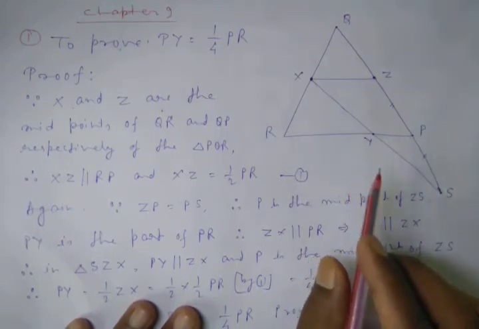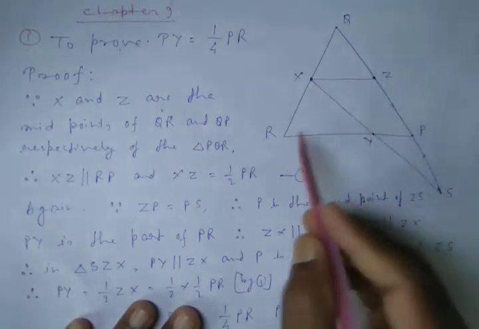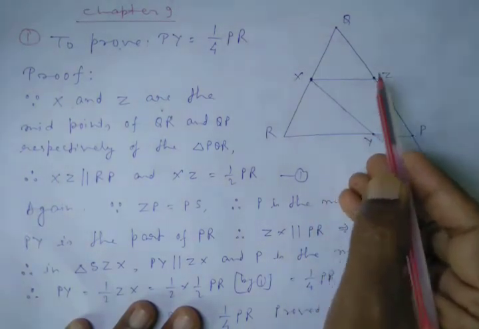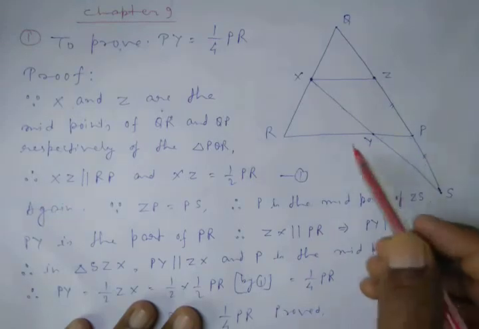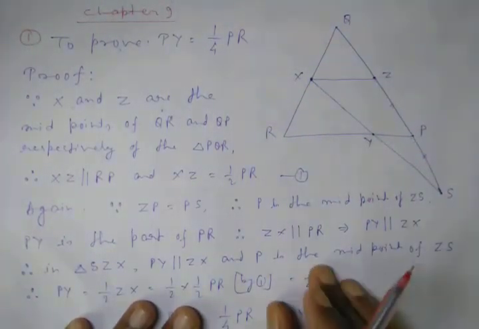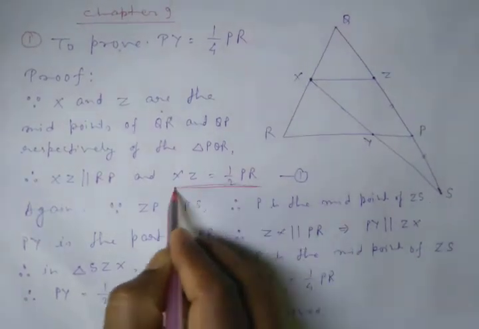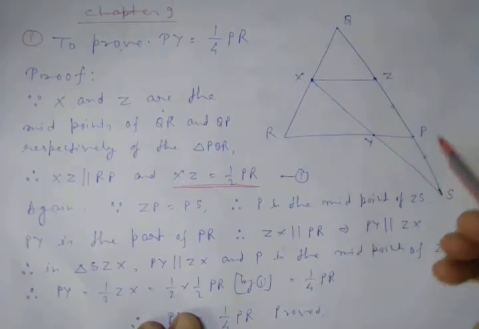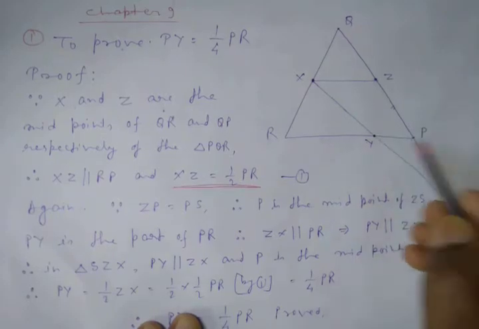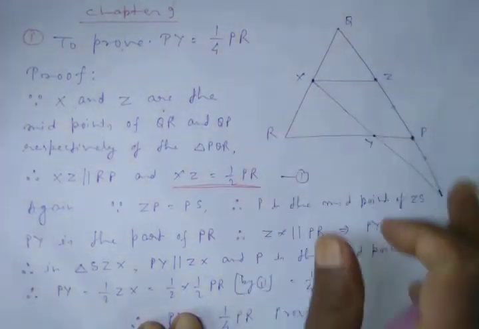So first, XZ will be equal to half PR, because X and Z are the midpoints of RQ and PQ. Therefore, by the midpoint theorem, XZ equals half PR. Okay. Next, again, this is the midpoint, this is the midpoint, because we are given that PS and PZ are equal.